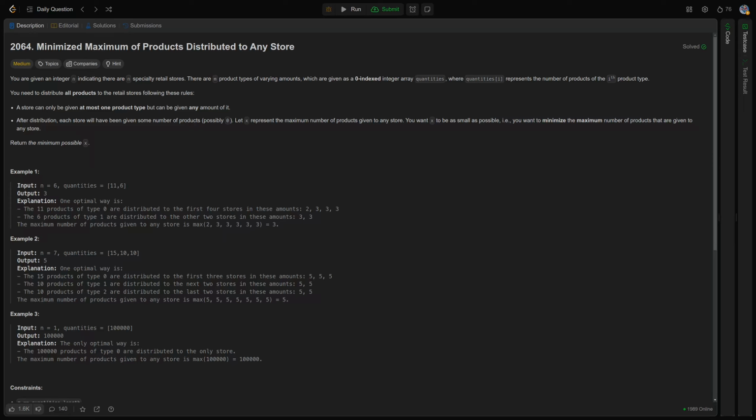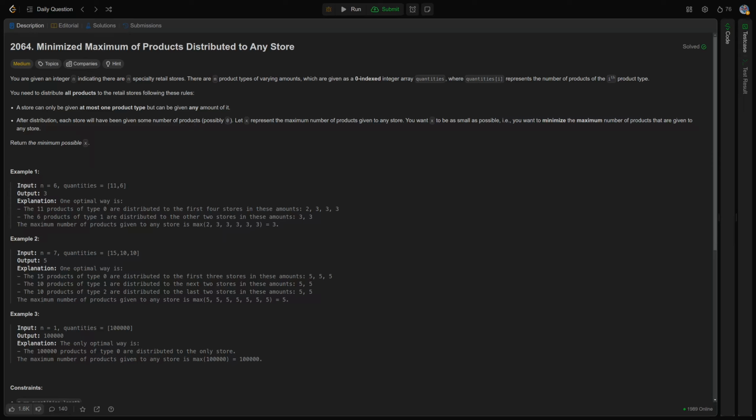You need to distribute all the products by the following rules. A store can only be given one product type of any amount. And after distribution, each store will be given some number of products. Let X represent the maximum number of products given to any store. You want X to be as small as possible.